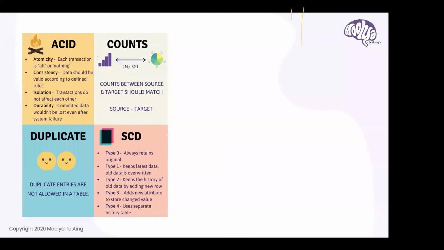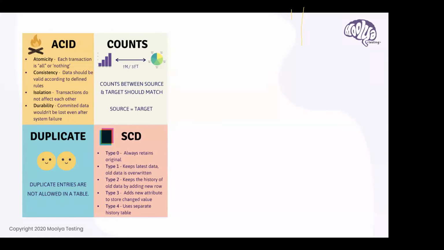Durability. So durability is when a system fails while data is being loaded into a table, the DB should have all the latest updates. It should not lose the data which is already committed. So that is about durability. These are the ACID properties of a database test.